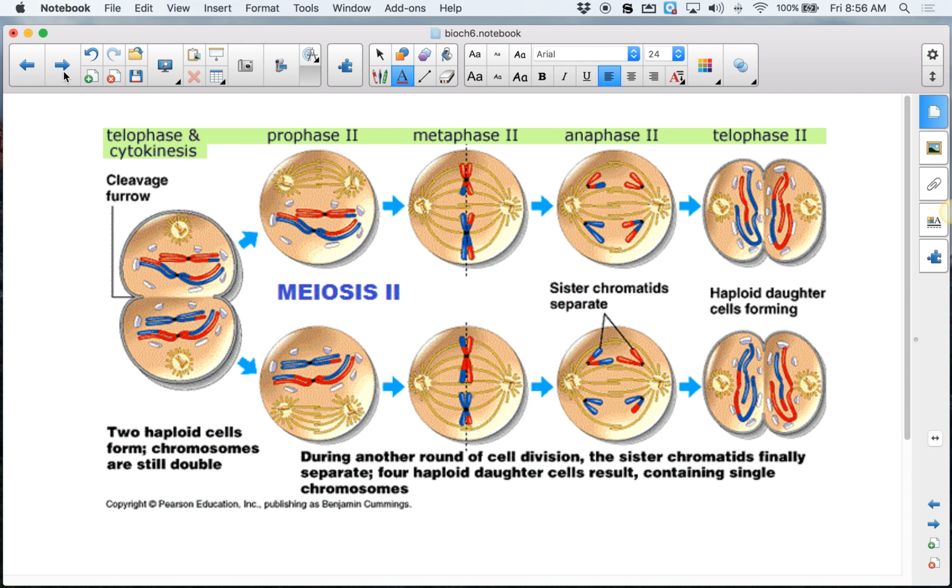Okay? But we don't really need to go through every one of these steps because it's exactly the same. We get the breakdown of the nucleus, the formation of the spindle. They line up. The sister chromatids get separated, and then the nucleus starts to reform and the spindle breaks down. All the same steps as mitosis.